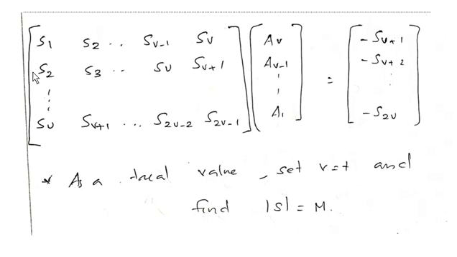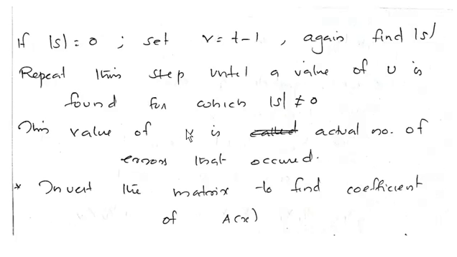If this determinant is equal to 0, then reduce v to t minus 1. Then find the determinant of S again. Repeat this step until we find a value of v for which this determinant of S is not equal to 0. So we need to find this determinant of S until we have a value other than 0. That value of v, when the determinant of S is not equal to 0, indicates the actual number of errors that happened for the received vector.